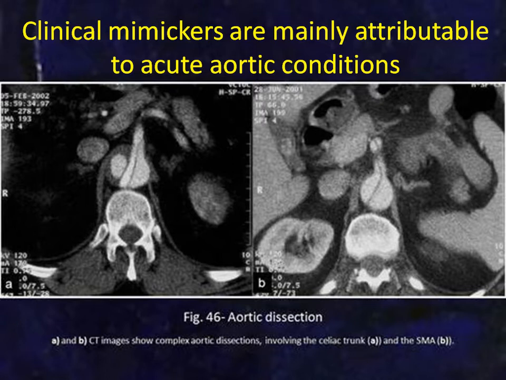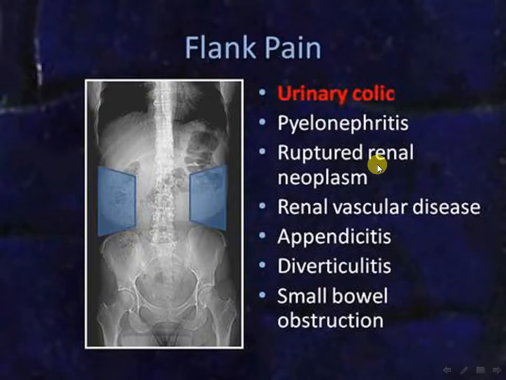Clinical mimickers that can be attributed to acute pancreatitis include, for example, a case of aortic dissection. This is a complicated case of aortic dissection extending to the superior mesenteric artery. You can see this is the intimal fold of the aorta and extends into the superior mesenteric artery. Celiac and superior mesenteric, you can see both. This is the celiac trunk and this is the superior mesenteric artery.